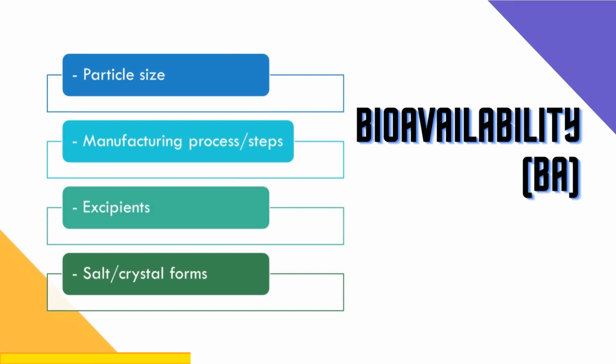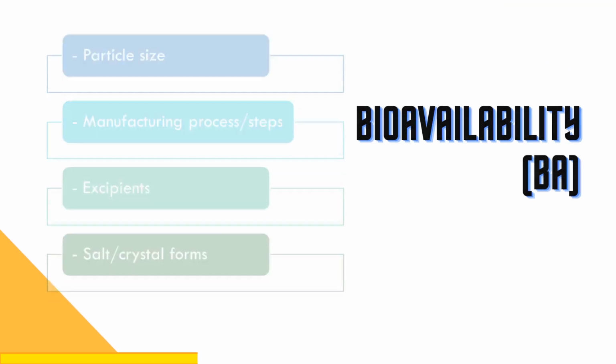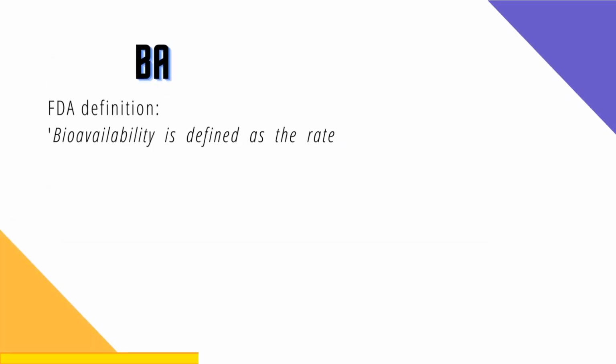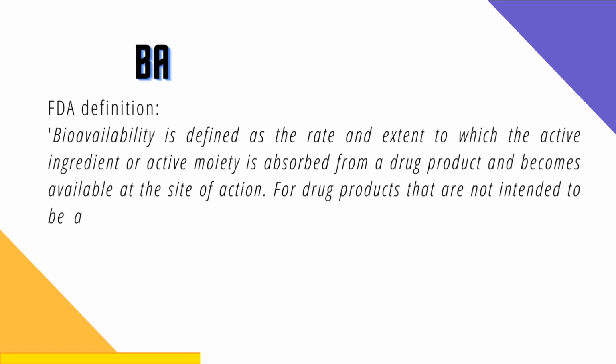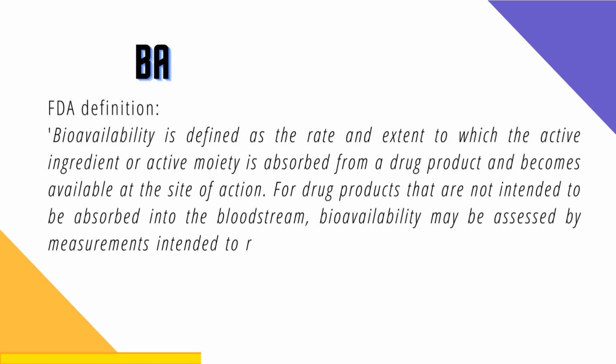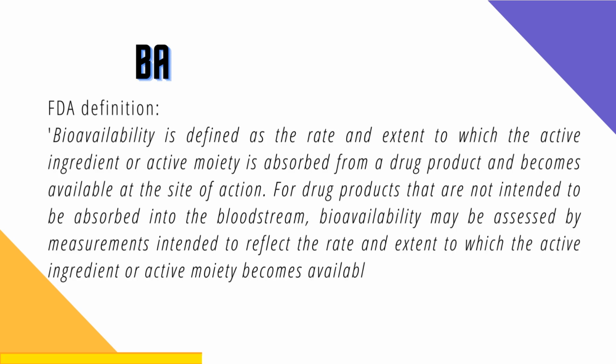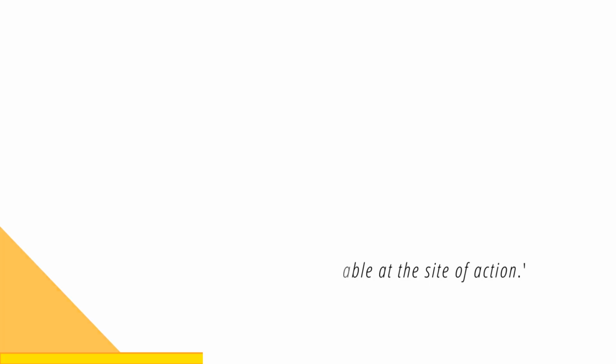Let's move on to bioavailability. As we know, the bioavailability is the direct influencer of the bioequivalence. There are other factors which can contribute to differences in the bioavailability, or BA, including the particle size, manufacturing process steps, the excipients, and also the crystal or salt forms. Based on the definition by the FDA, BA is defined as the rate and extent to which the active ingredient or the active moiety is absorbed, right, and is available at the site of action.